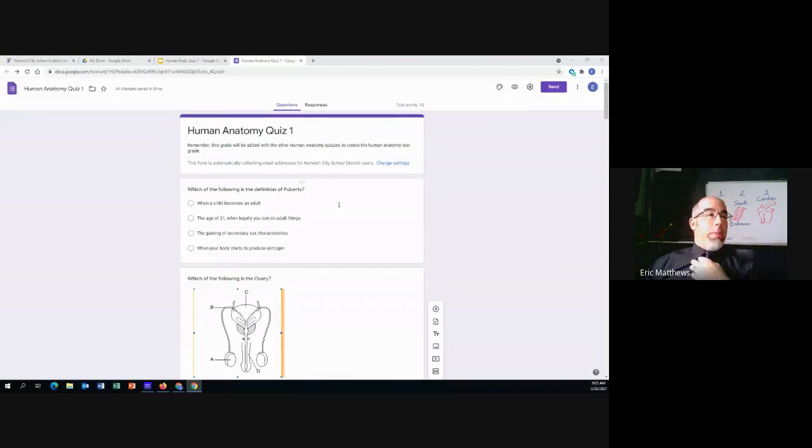So, question number 1. Which of the following is the definition of puberty? Is it when a child becomes an adult? The age of 21, when you can legally do adult things? The gaining of secondary sex characteristics? Or when your body starts to produce estrogen? So once again, the definition of puberty is when a child becomes an adult, the age of 21, gaining secondary sex characteristics, or when your body makes estrogen.